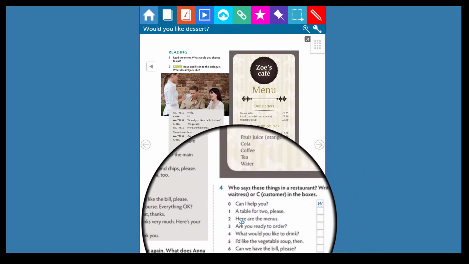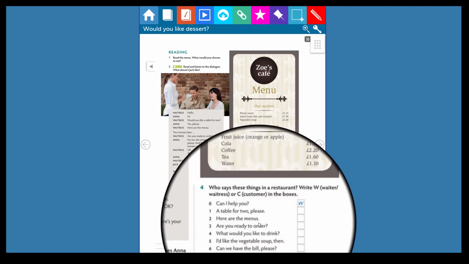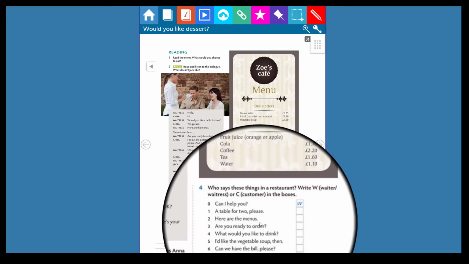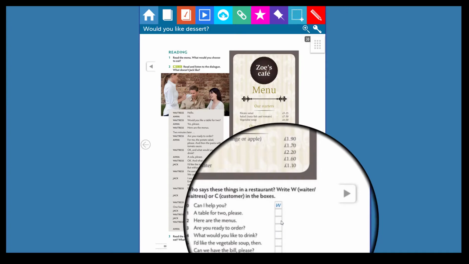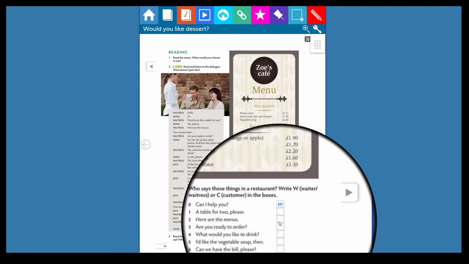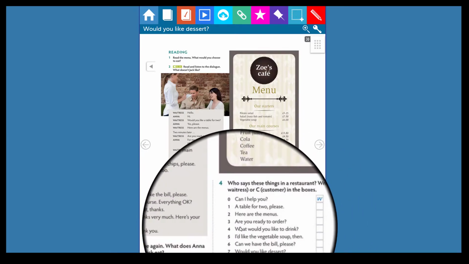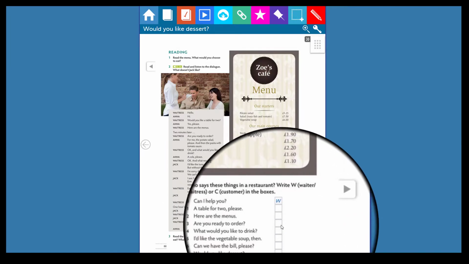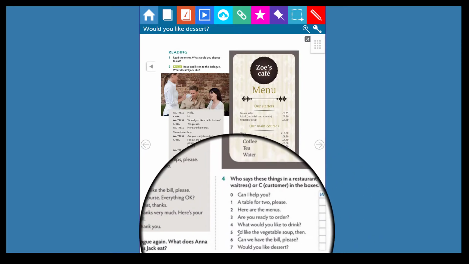Number 2. Here are the menus. Who says that? The customer or the waitress? Here are the menus. Letter W, the waitress in this case. Aquí están los menús. Eso lo dice la mesera o mesero. Number 3. Are you ready to order? What do you think? Letter C or W? The answer is W. Are you ready to order? ¿Están listos para ordenar?